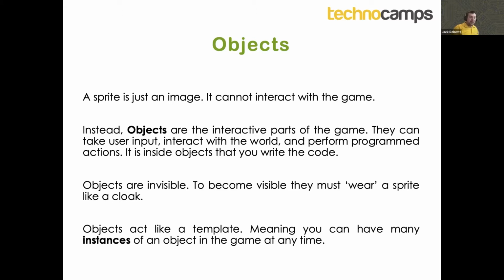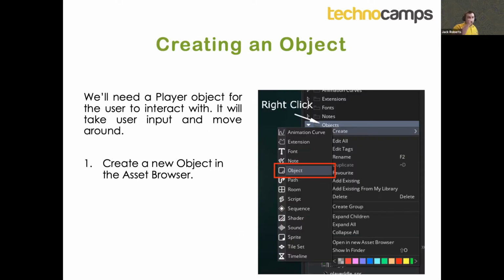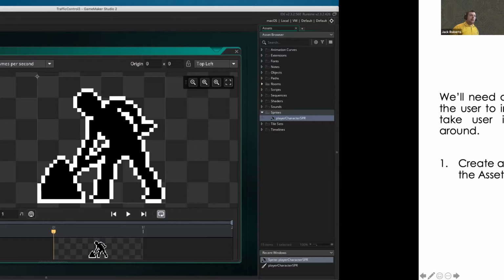But we're going to go ahead and create an object now. So yes, we will need a player object for the user to interact with. A player object that could do the running, the jumping, whatever that the game requires. It will take user input, and depending on the input, will move around. So to create an object, we need to go to the asset browser and create a new object in the objects folder. Let me go ahead and do that.